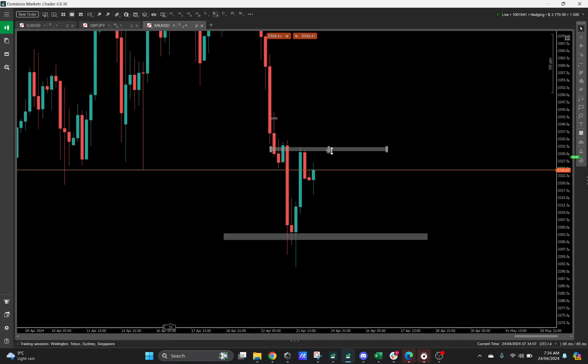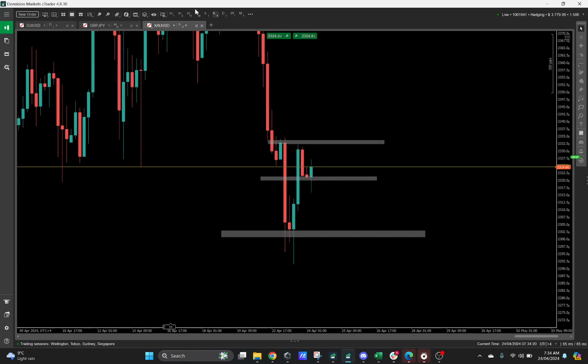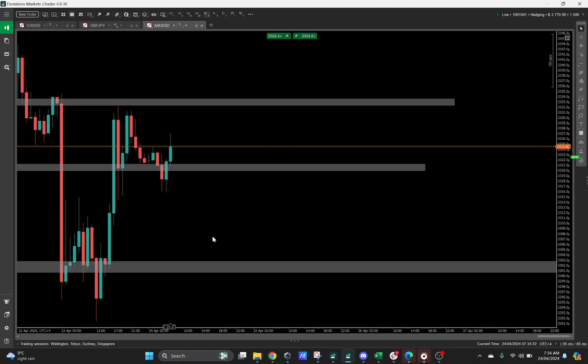So for example, we got this resistance. Above this resistance, we have another one. We're gonna take a look at that on smaller time frame now, right? So let's say we have this zone, and then you have another support down over here. And now, yeah, right. So let's take a look on the 1 hour time frame.